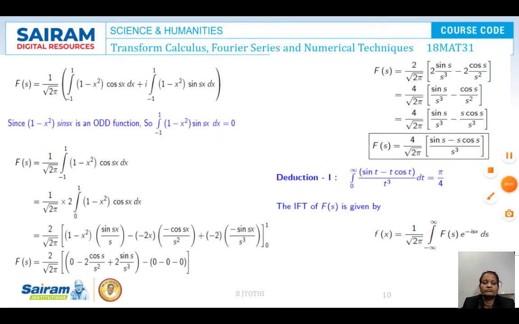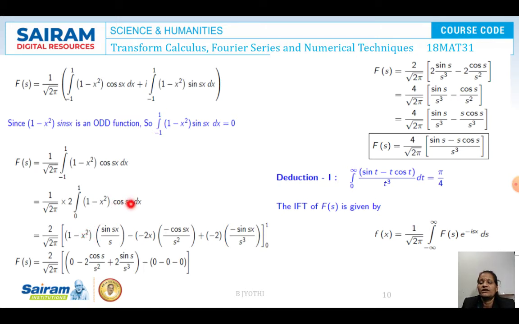Now, f of s is given by the integral of (1 minus x square) cos sx and (1 minus x square) sin sx. In that, the sin sx part is an odd function, therefore it will be 0. Only the cos function will be integrated, by using the integration by Bernoulli's rule.